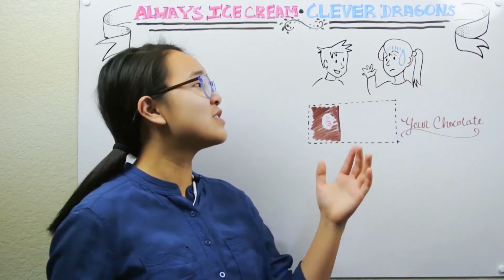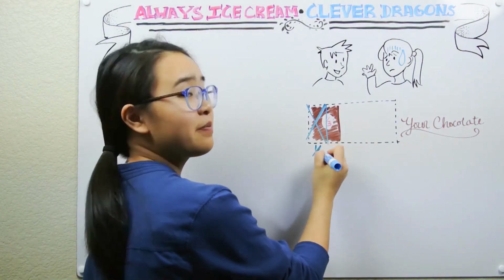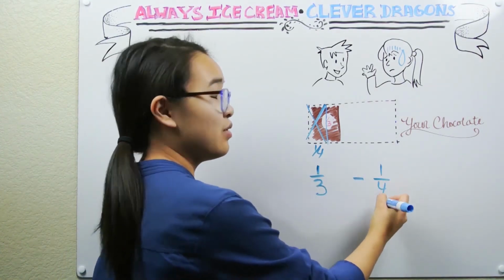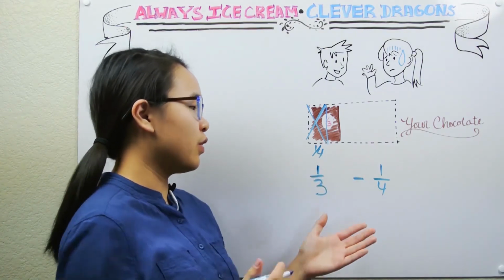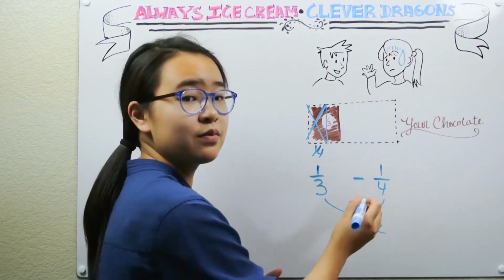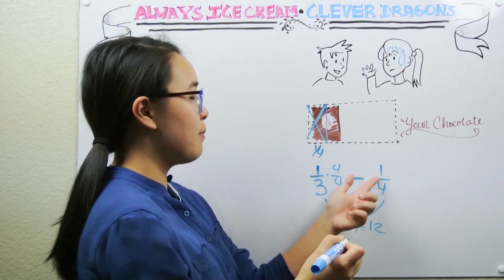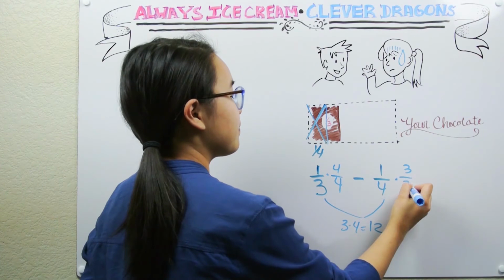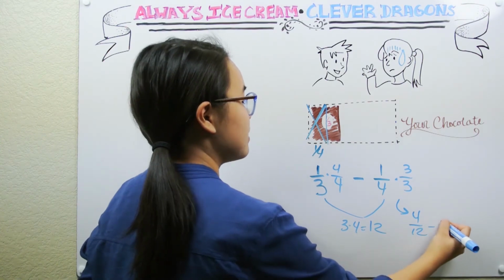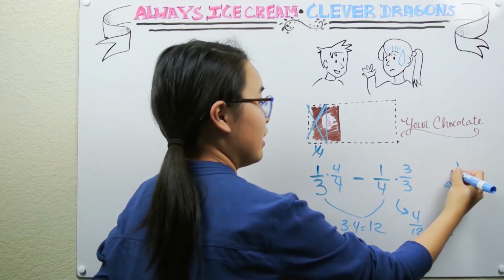So if your friend came along but was in a bad mood this time and said, "Hey, give me 1/4 of your chocolate bar," we would have 1/3 minus 1/4, right? Well, in this case with 1/3 and 1/4, the lowest common denominator would be 3 times 4 equals 12. So what we would do was multiply 1/3 by 4/4, multiply 1/4 by 3/3, and this is really going to give us 4/12 minus 3/12, and this is equal to 1/12.